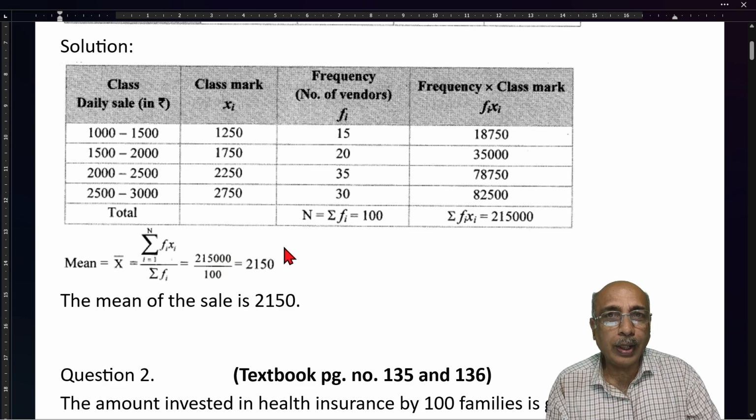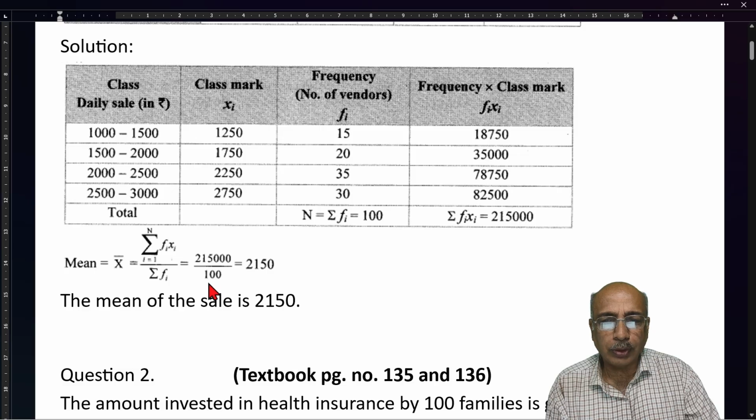Now how to calculate the mean after that? The mean formula is there. X bar equals summation of fi xi upon sum of fi equals 2,15,000 upon 100. 2,15,000 we got from here, sum of fi xi, and n, that is sum of fi, equals 100. So it equals 2,150. The mean of the sale is 2,150.